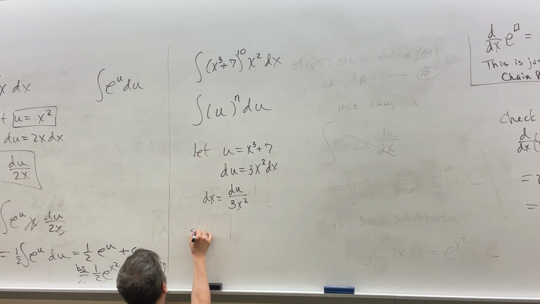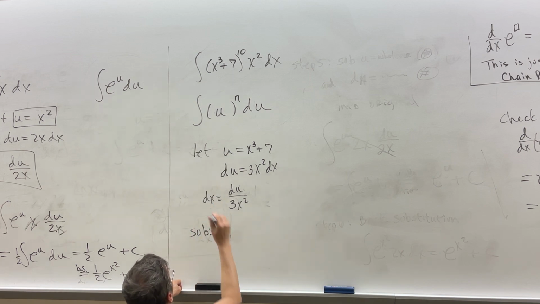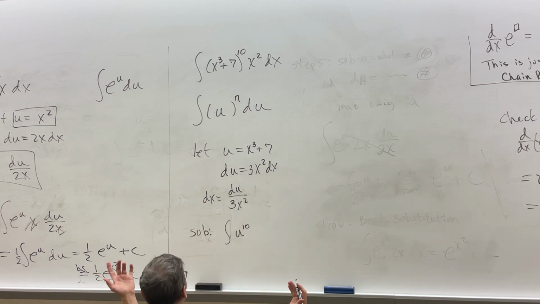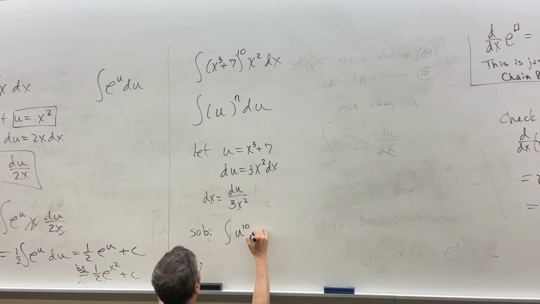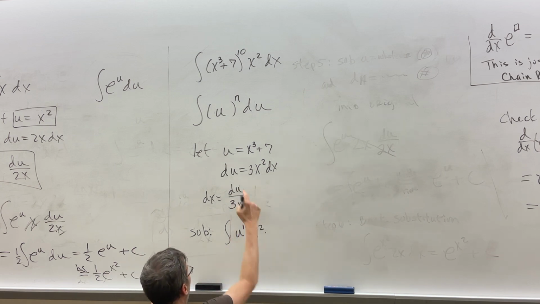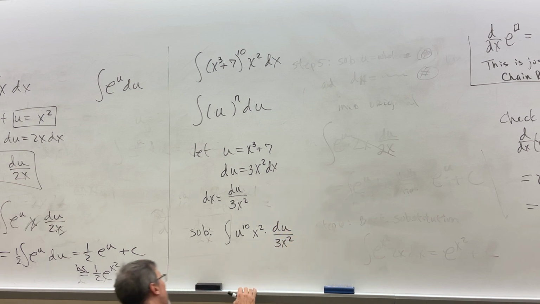And so now I'm going to substitute. So here's my sub. I'm going to rewrite the top integral in that form. It's going to be the integral of u to the 10th. Remember, the u was the x cubed plus 7. I don't need parentheses; I could put them, but don't need them. And then the x squared was there, we're copying it down, and then we're going to sub in dx as this thing. Does anything cancel? Yeah, stuff cancels.